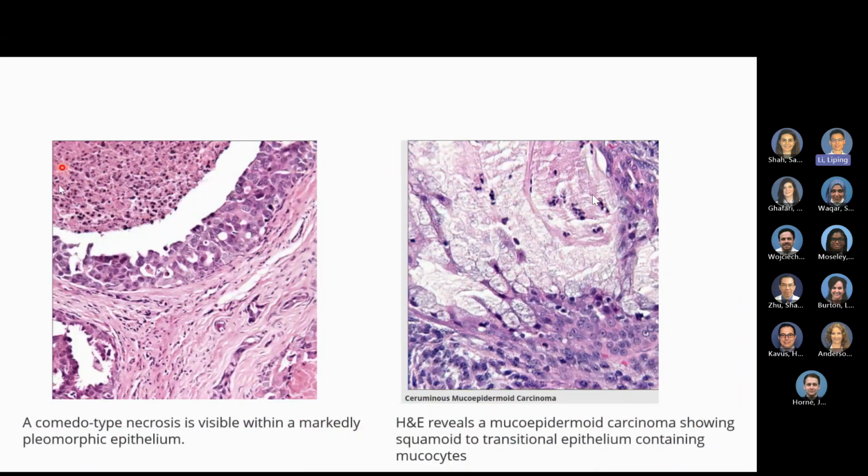And then here's the comedonal necrosis, and the tumor just surrounding it, and really pleomorphic hyperchromatic cells. So this is a characteristic feature of malignancy. This is the feature of mucoepidermoid carcinoma. We have this epithelioid cell, squamous cell, and then intermediate cells, and also this goblet cell.